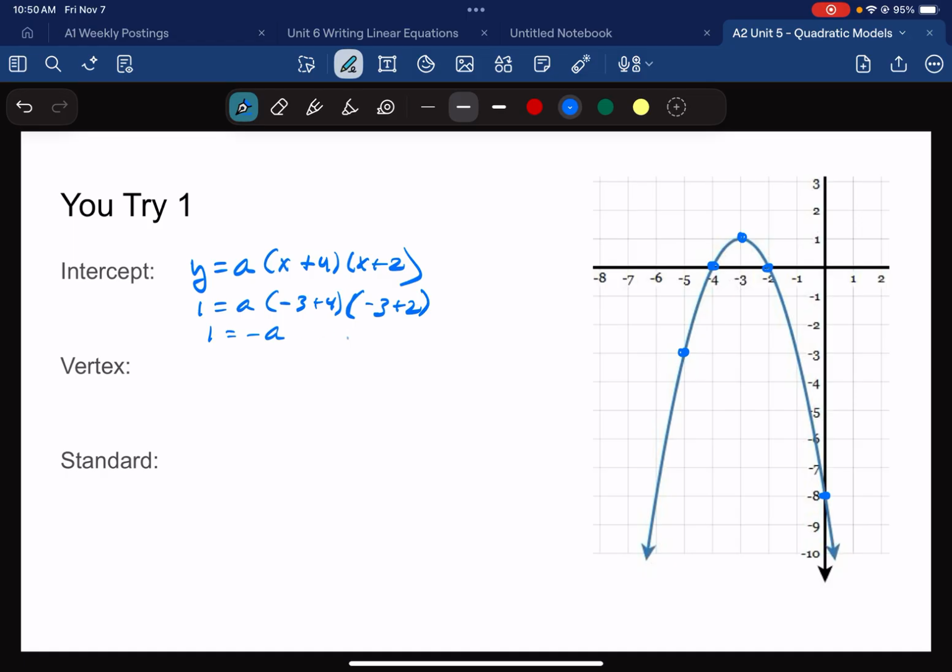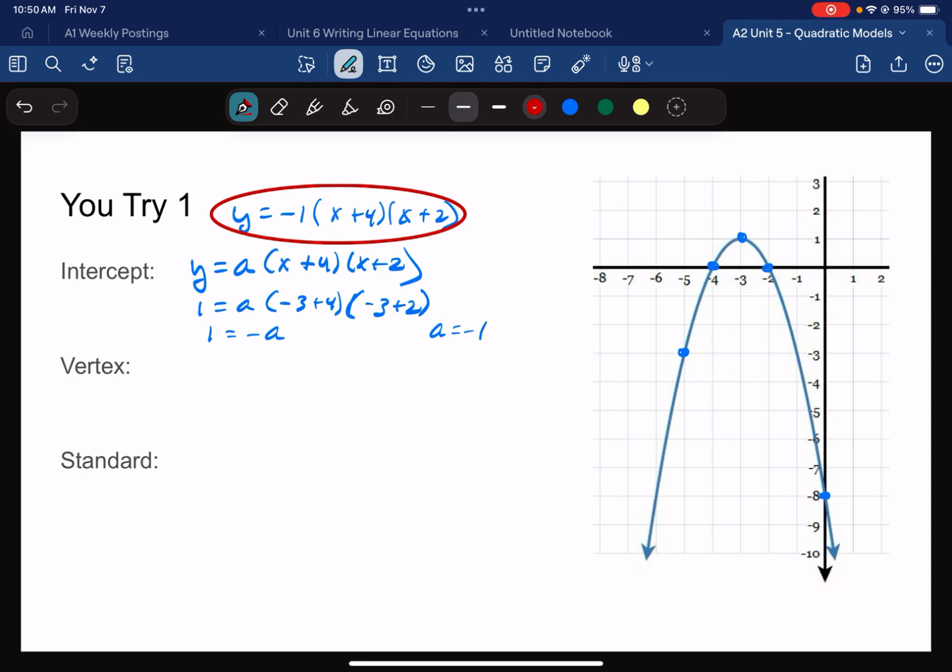And so a is negative 1. So my intercept form would be y equals negative 1 times (x plus 4)(x plus 2). So there's one form.